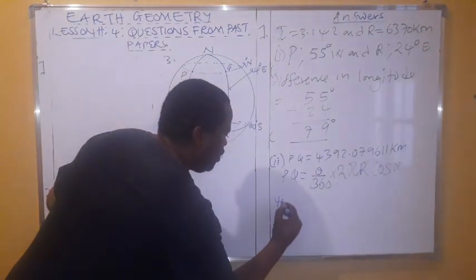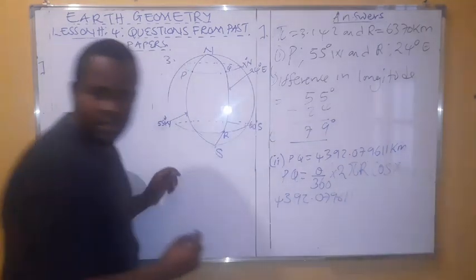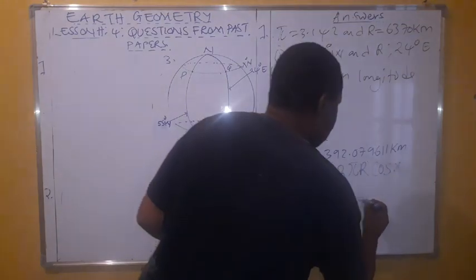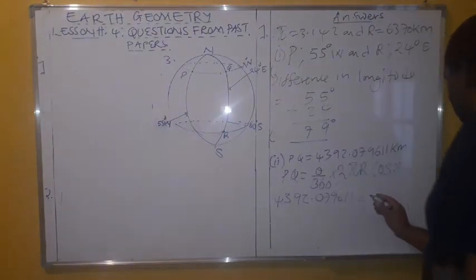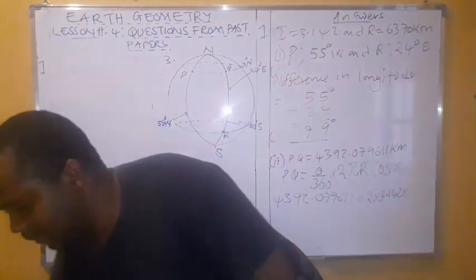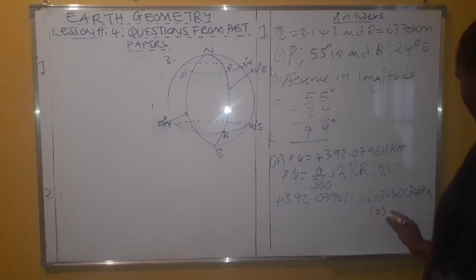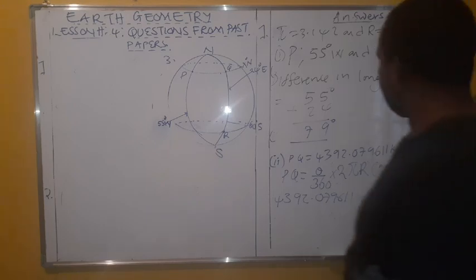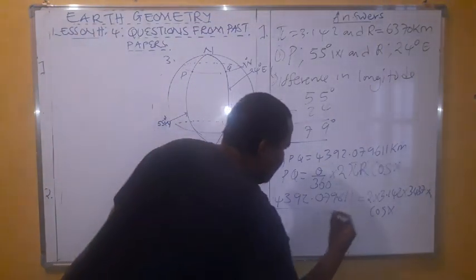So here we have 4,392.079611 is equal to 2 times pi, 3.142, times 6370 times cos x. So we can even introduce a dummy one.